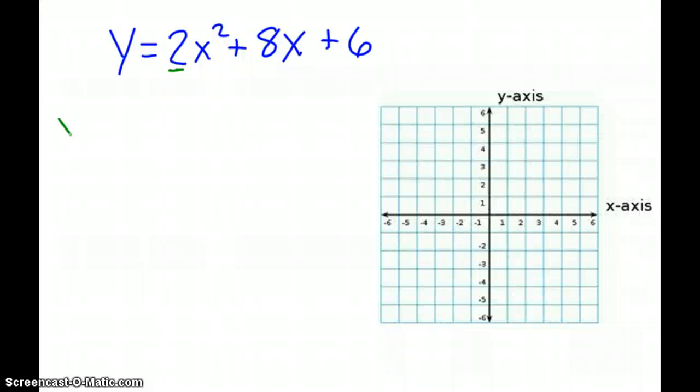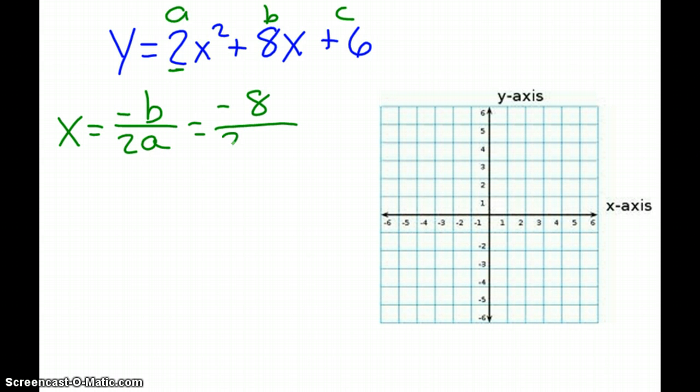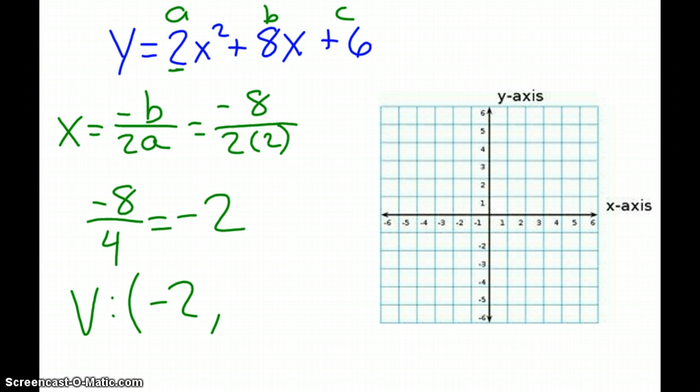So to begin with, I use my rule to find the x value of my vertex. My shortcut says to get x, I take negative b and divide it by 2a. So that's going to be negative 8 divided by 2 times 2, which is negative 8 over 4, which is negative 2. So my vertex is going to occur at the point negative 2 comma something. To figure out what that something is, I plug negative 2 in for x.